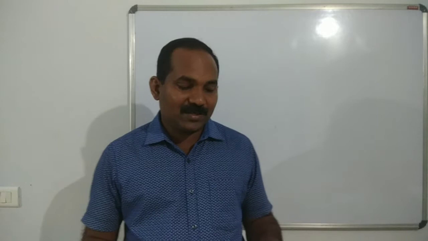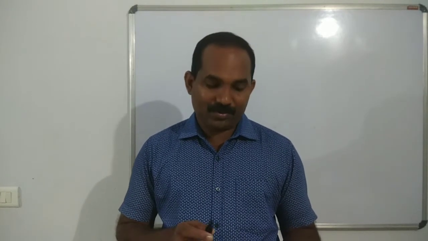The second question is taken from the NCERT book. Write the net ionic equation for the reaction of potassium dichromate K2Cr2O7 with sodium sulfite Na2SO3 in an acidic solution to give chromium 3 ion and sulfate ion. Okay, once again I read the question.